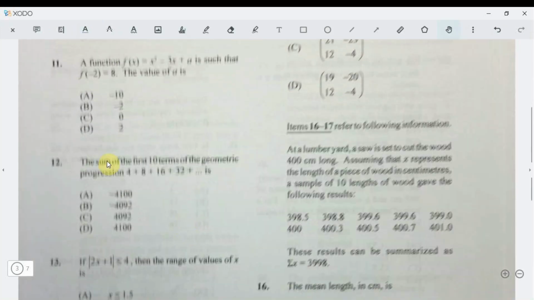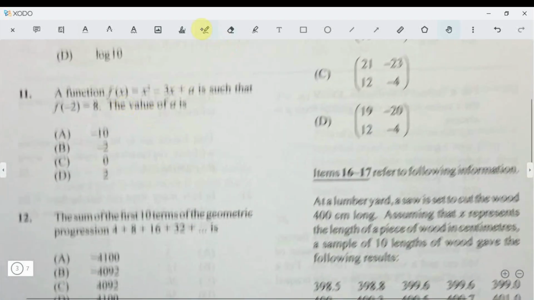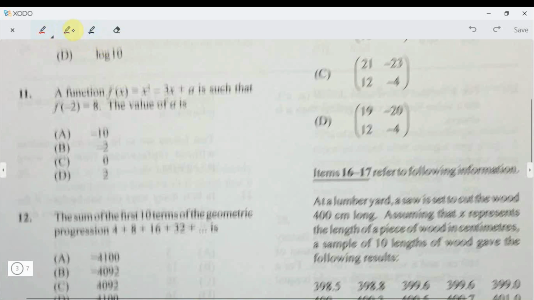Alright, number 11. It says the function f of x. I'm just going to trace it over because I know it is really blurry. The function f of x is equal to x squared minus 3x plus a, and they say it's such that f of negative 2 is equal to 8. Then it asks for the value of a.